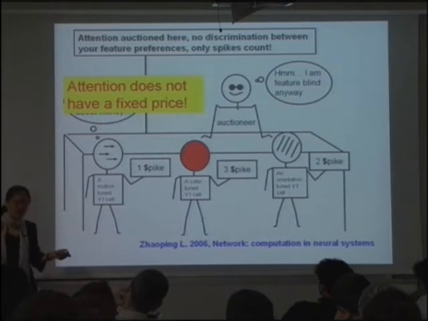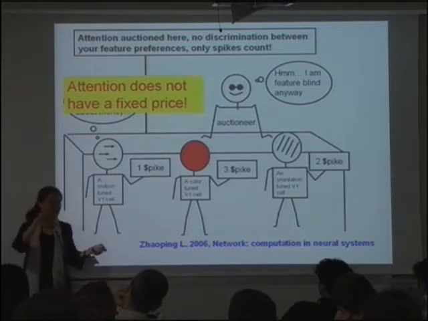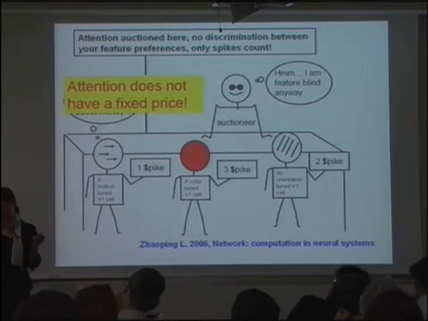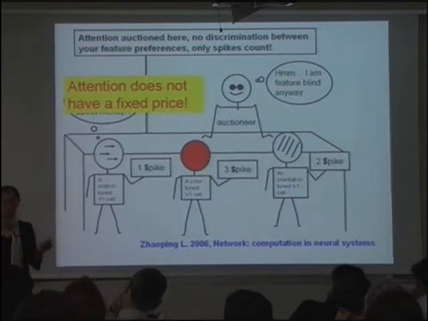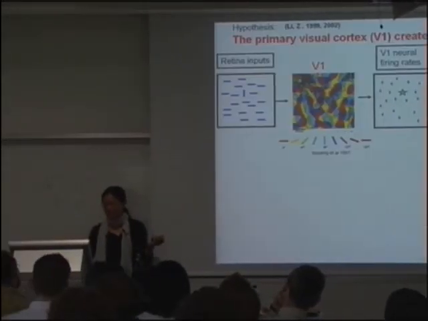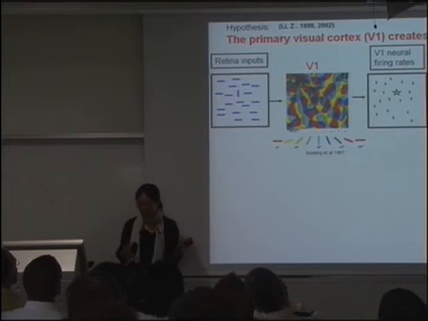And therefore, you cannot just stick one single electrode in the brain and try to say, okay, is this high saliency, low saliency? You have to stick 100 million electrodes in V1 and try to measure all of them and see who is the highest. So it is very difficult to test the theory, but we're trying to go around it.